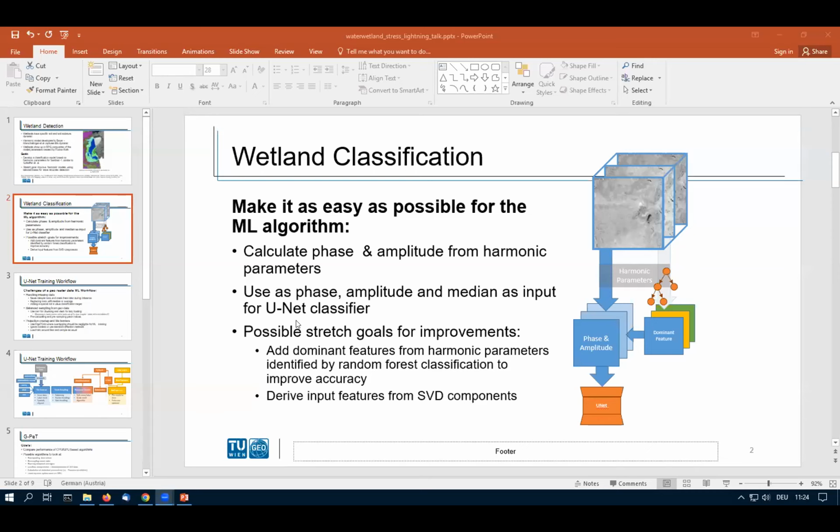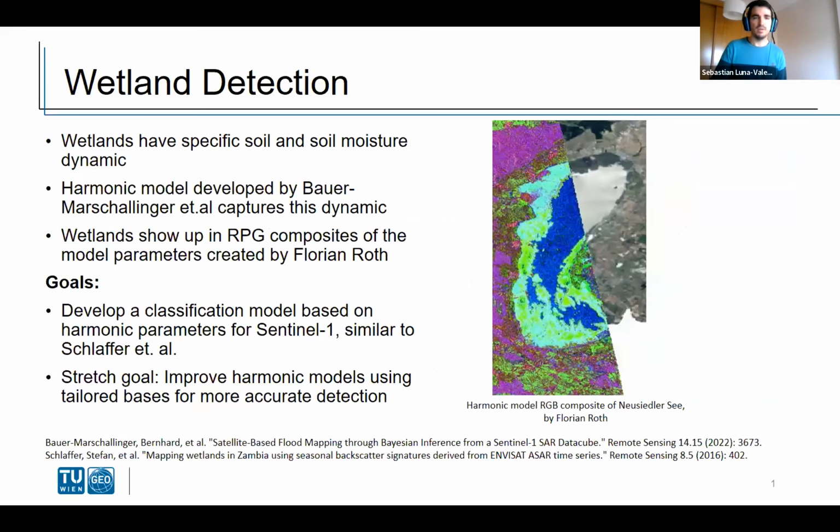I'll keep myself as brief as possible, and I'll start off with WS, where we do the wetland detection. Building on top of some of the research we did here at TUB, by Bernhard Bauer-Marschallinger, we use the Sentinel sigma naught data, where we derive a harmonic model which captures the dynamic of the signal, and with it we hope to detect the wetlands. Some further analysis was also done by a colleague of mine, Florian Roth, who showed that when you derive phase and amplitude from these harmonic parameters, you can already see or interpret by visual inspection the wetlands, as I see here on the right, around the Neusiedler See in Burgenland in Austria.